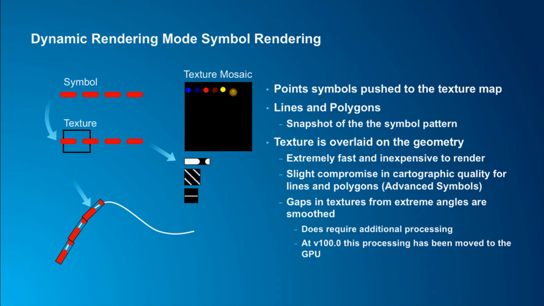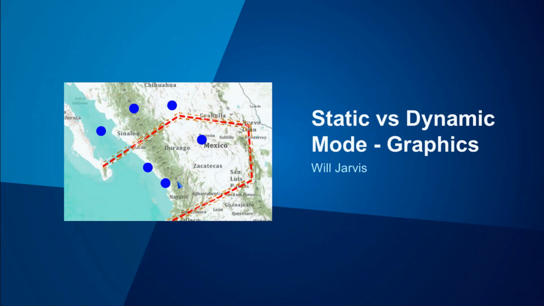But as your symbology gets more and more complicated, it may not look exactly like it does in desktop, and it does require additional processing to really smooth out the symbols. So for polygons and lines, depending on what you've got and on your device, you might want to be looking at static mode for that stuff.